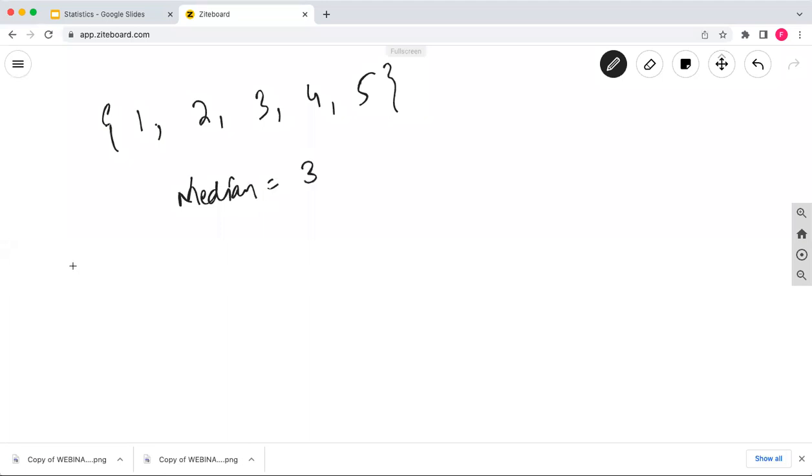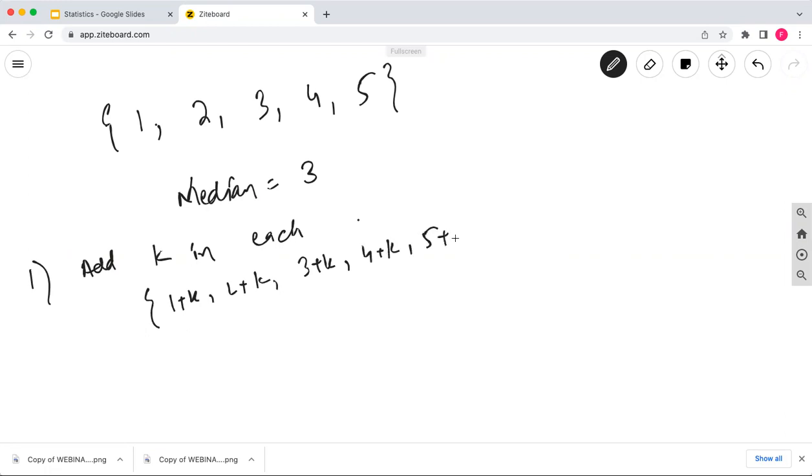Now, if I add or subtract the same constant from the data set, for example, if I add k to each of the values, this will be 1 plus k, 2 plus k, 3 plus k, 4 plus k, and 5 plus k. So what is the median? Median will be 3 plus k, and k is the value which I add in all of these.